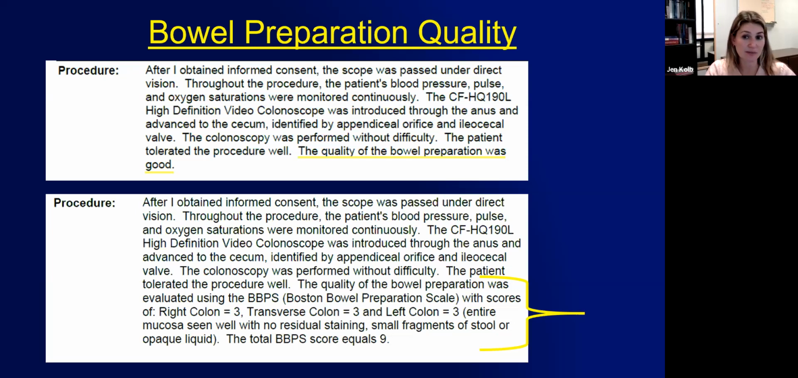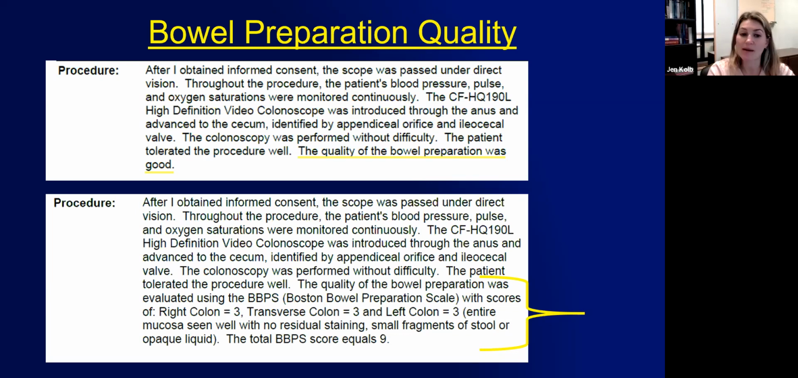So this is an example, two different examples. Again, I took these straight from reports. I didn't make these up. For the first one, just focus on the highlighted and underlined. Somebody said the quality of the bowel preparation was good. And that might be how it's reported. The second one is a little bit more elaborate.